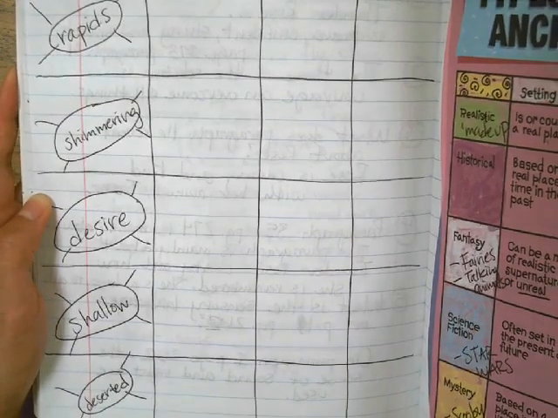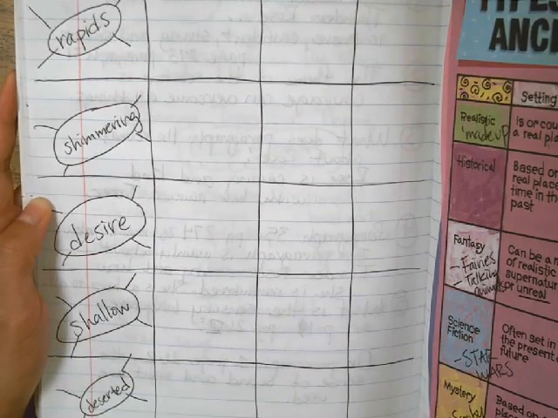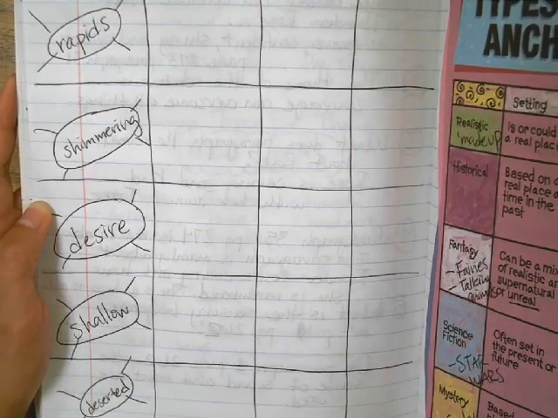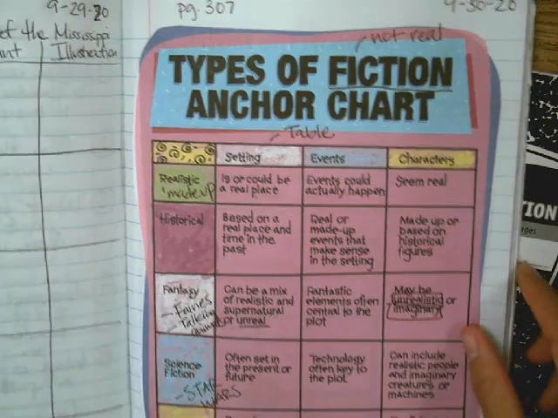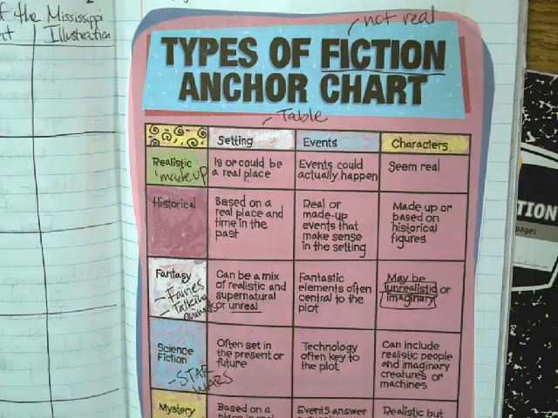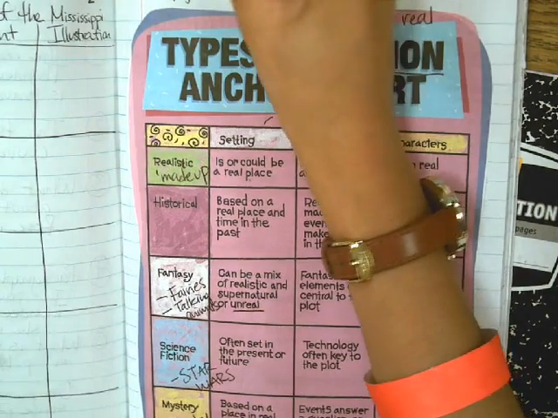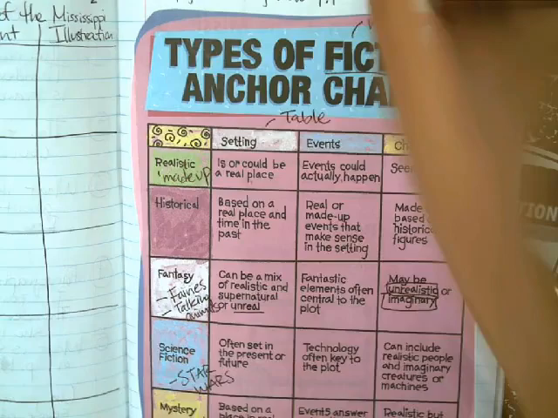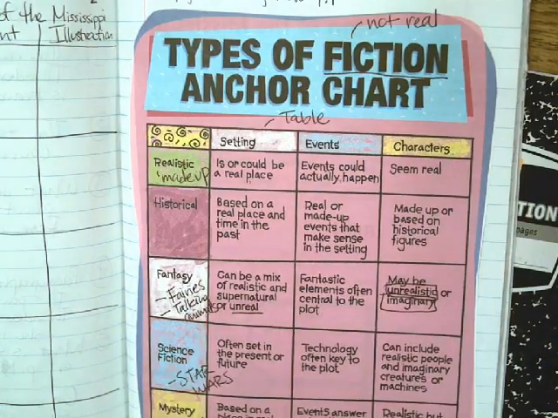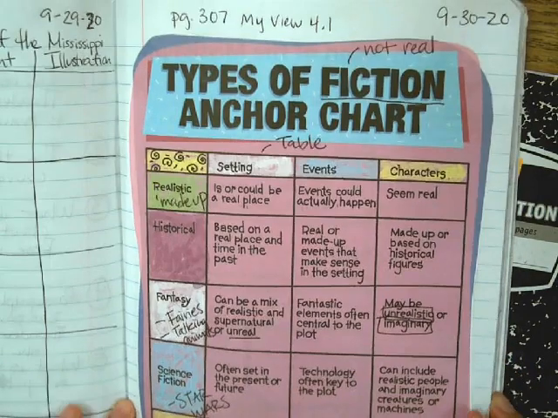There are only 5 words, and we have 4 sections: one for the web, one for meaning, one for synonym and antonym, and one for the illustration. Then we went ahead and cut out our anchor chart, which is on page 307 of My View 4.1. So this week we were using 4.1. That was something that we did today.